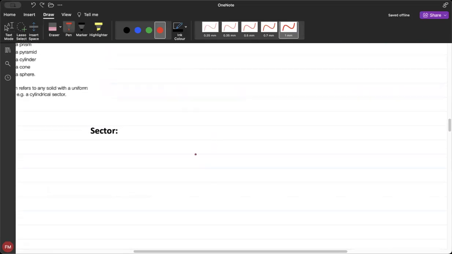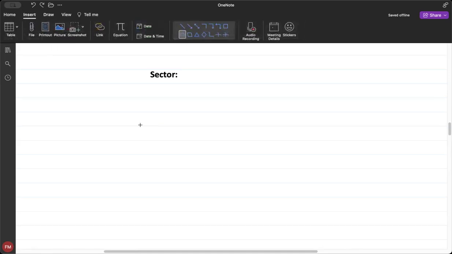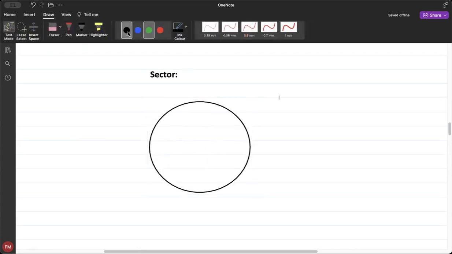Now, there's another weird shape that we have that is known as a sector. Now, this itself is a different topic, but I just wanted to make sure that I teach this in the same video. Because at the end of the day, it is a 2D shape. So when it comes to a sector, please bear this in mind. A sector is an area, I'm going to write it down. It's an area that is bounded by two radii.